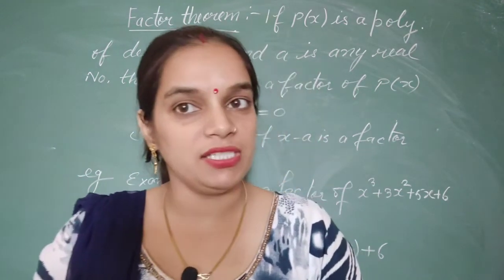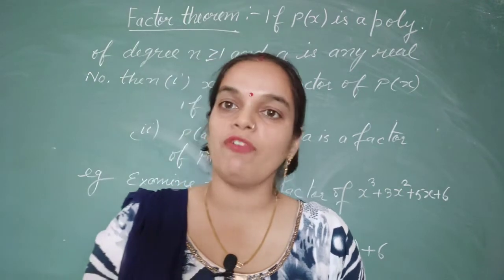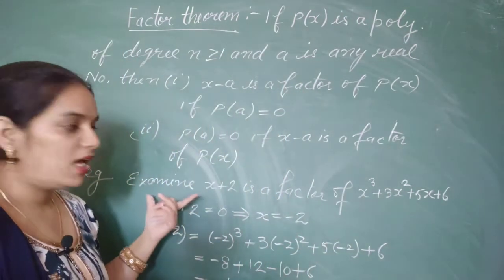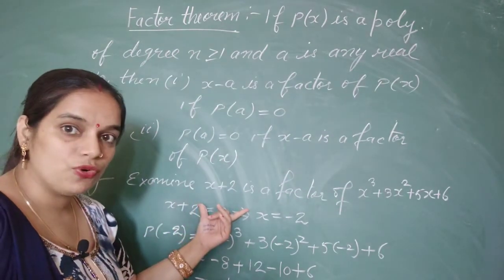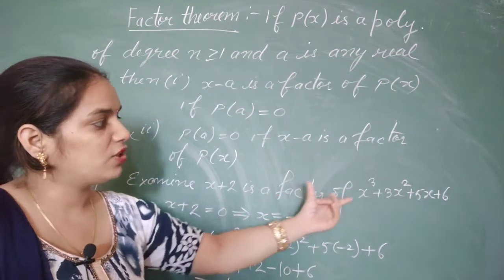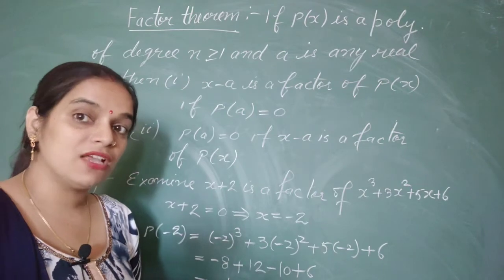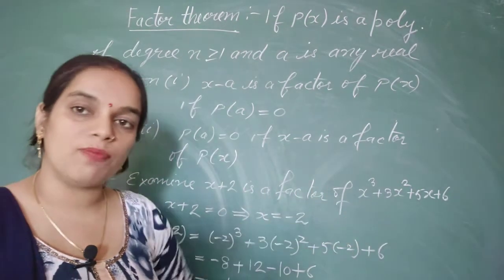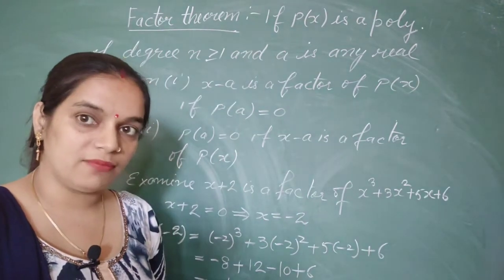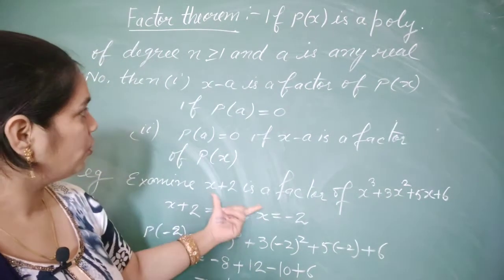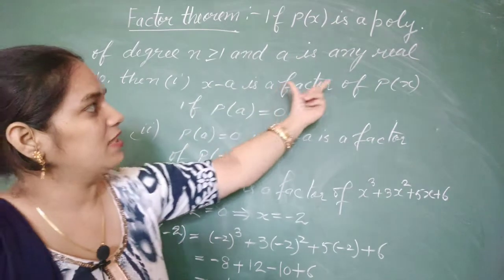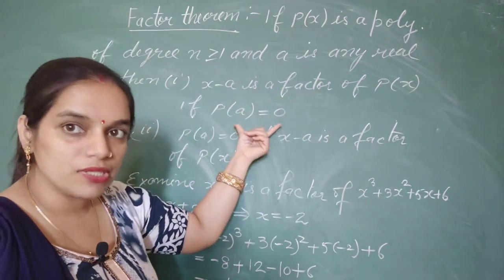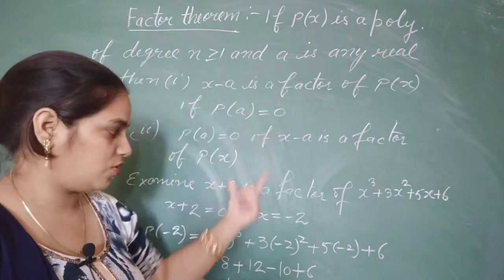We will apply this theorem in the form of a question. Now the question will be of that type: examine whether x plus 2 is a factor of the polynomial. Means we have to check x plus 2 is a factor of the polynomial or not. Then according to our factor theorem, x minus a is a factor of polynomial p(x) if p(a) is equal to 0.